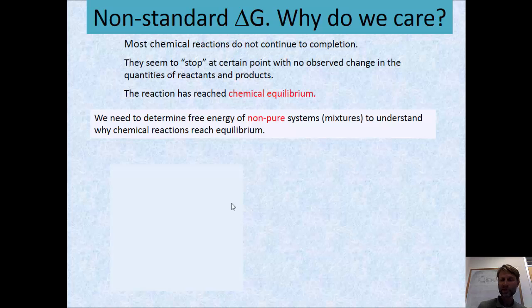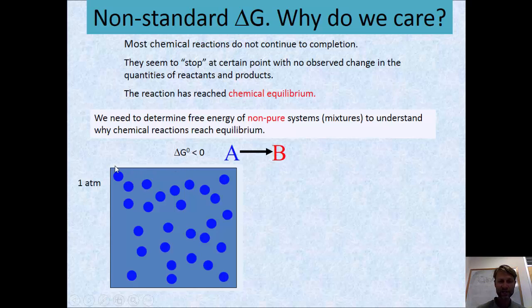So we need to determine the free energy of non-pure systems to understand why chemical reactions reach equilibrium, or why they're shifted in one direction or another in order to reach equilibrium. First of all, let's define equilibrium and demonstrate it. Here's a reaction where A is turning to B, and let's say this reaction is spontaneous, meaning that delta G under standard conditions is negative.